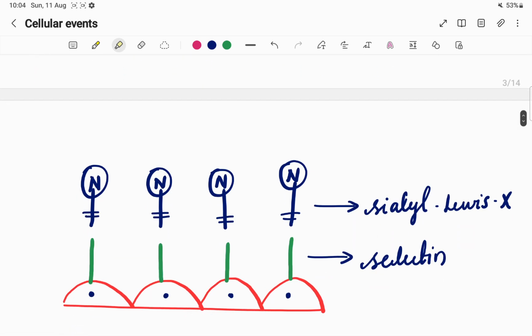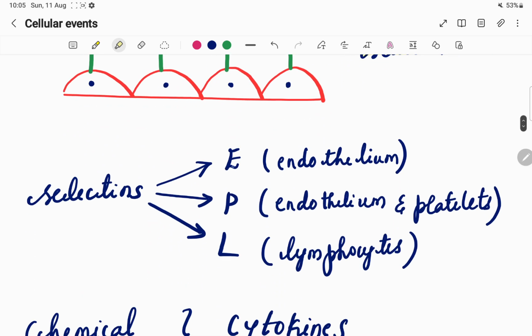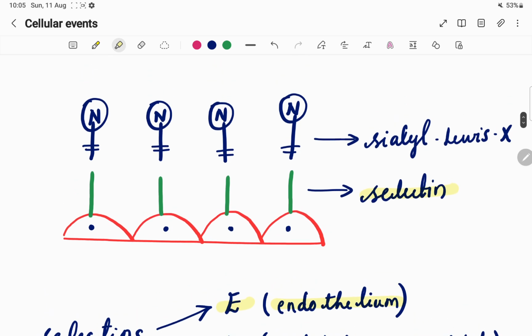Now the molecules involved are the selectin family and the complementary ligands. The selectin family mainly has three types: E-selectin, P-selectin and L-selectin. E-selectin is found on the endothelium, P-selectin on the endothelium and platelets, and L-selectin on the lymphocytes. The complementary ligands are Sialyl Lewis X. So these are the molecules involved in rolling.